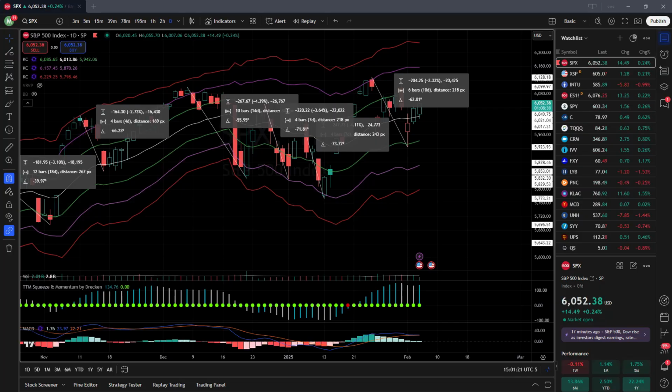We're going to start off by just looking at the chart of the S&P 500. I know that you can't see half this chart, and that's okay. Don't panic. I'm going to try to explain what it is that I'm trying to show you guys.